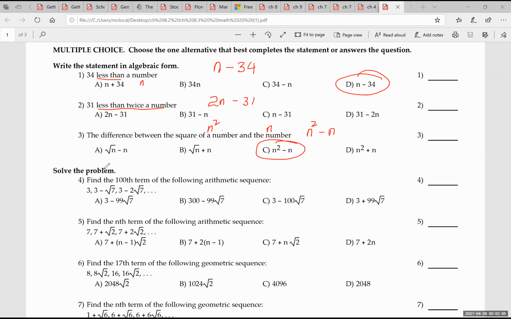All right, so here they're asking you to find the 100th term. So all these have a formula, so I need to write it down here. So I'm going to look at this problem first, and then I'm going to use the whiteboard. They're saying find the 100th term of the following arithmetic sequence. So let's use the whiteboard here first. So we are going to work on problem number 4.